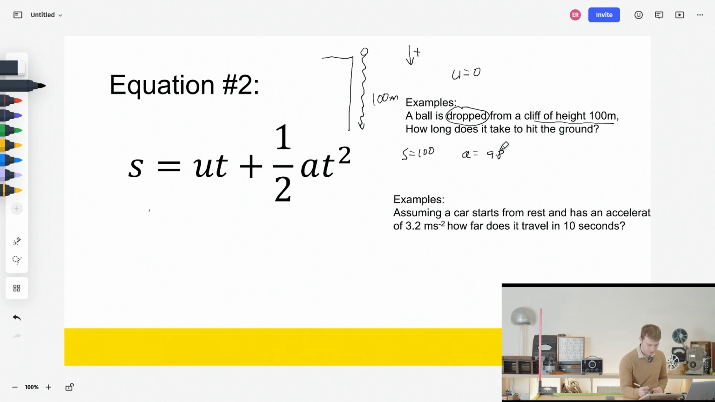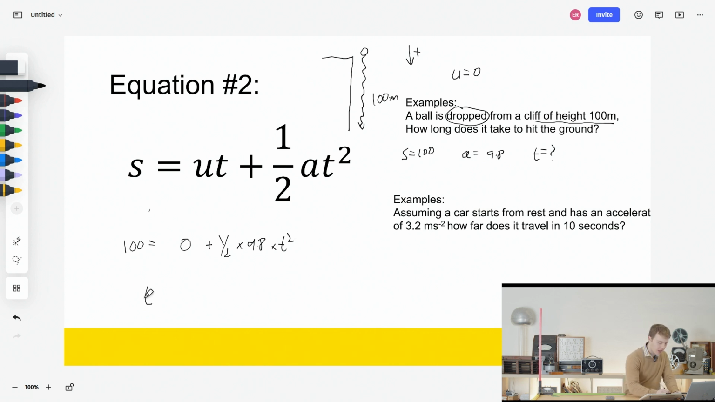Okay. Now we're being asked for t. And I want you to understand that if u was not equal to 0, solving for t would be really annoying. We'd have to use quadratics, and I don't want to do that. So instead we've got a u equals 0 problem. So we want to rearrange for t. But first, let's write in some values. We've got 100 is equal to 0 plus 1/2 times 9.8 times t squared. And now we can rearrange for t.